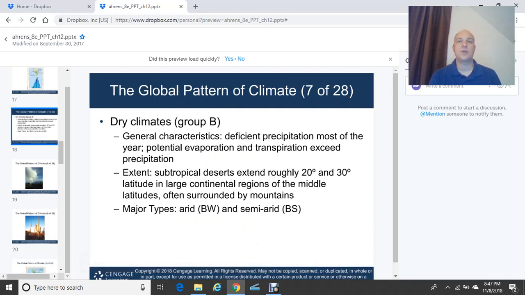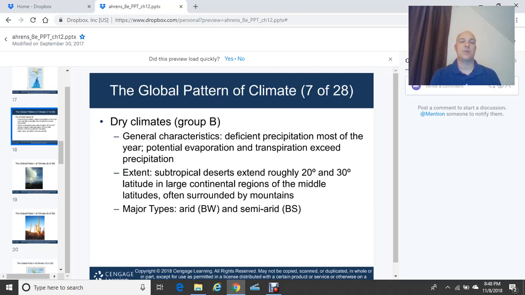Now we'll move on to a discussion on the dry climates, and we call the dry climates Group B. The general characteristics, there's deficient precipitation most of the year. The potential evaporation and transpiration exceed precipitation. So we're having more moisture being evaporated from the ground as well as from plants. Transpiration refers to evaporation of water from plants.